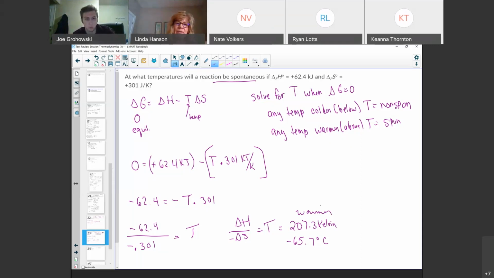So put delta G in as 0, solve for that temperature, and then just look at that list in your multiple choice. If you want it to be spontaneous, you've got to find something warmer. If you want it to be non-spontaneous, it's got to be something colder.